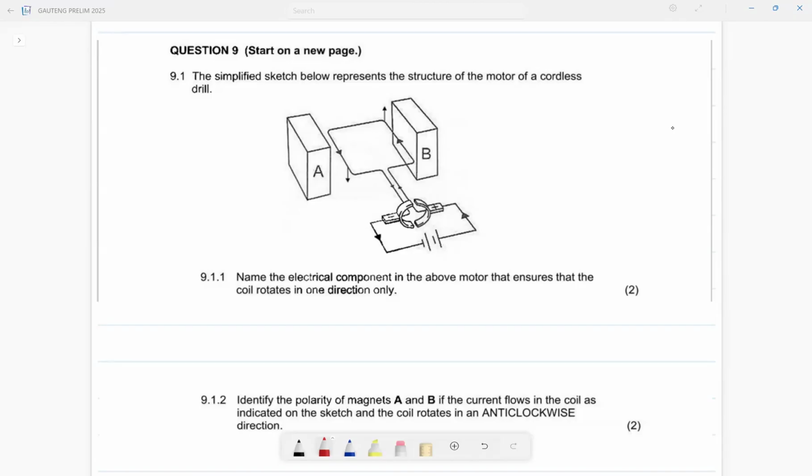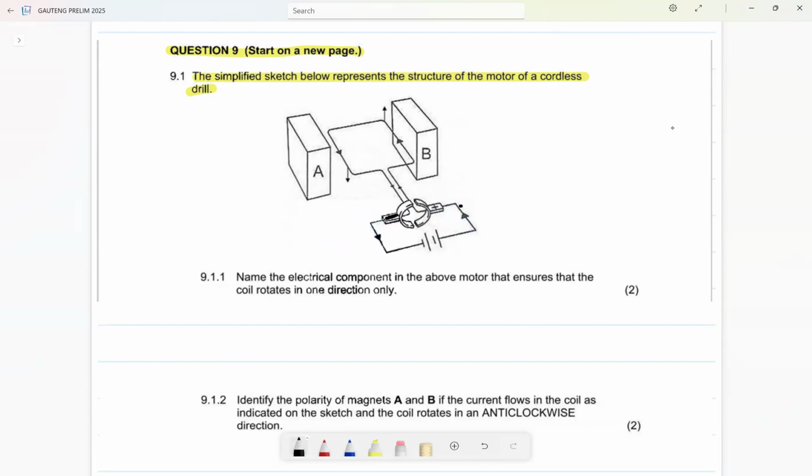Okay, so question 9 quickly says this is electrodynamics. The simplified sketch below represents the structure of the motor on the cordless drill. This is the motor, right? Can you see the current moves, and this is negative, this is positive. Remember, it moves from negative to positive. Even if they do not show you this, you need to know that it moves from negative to positive, so it's going to move in that direction like that.